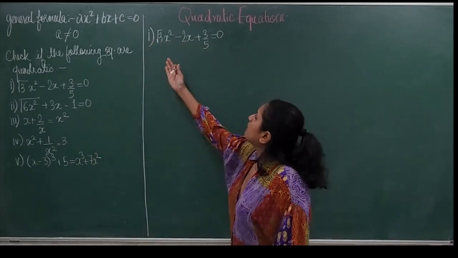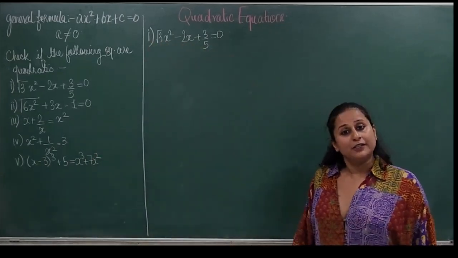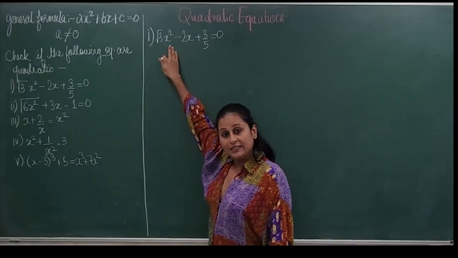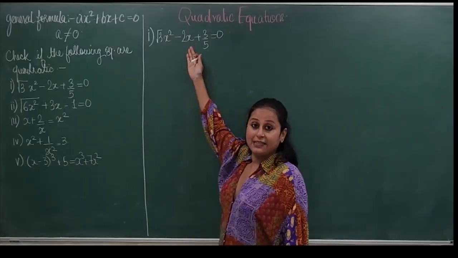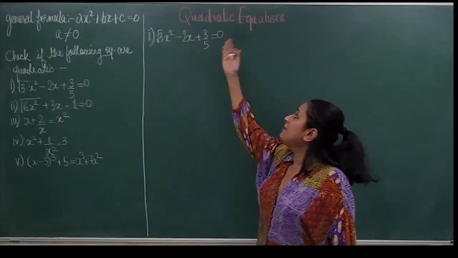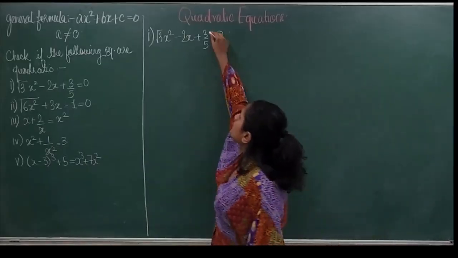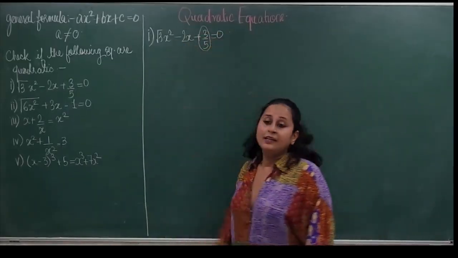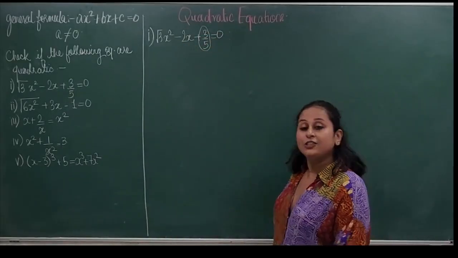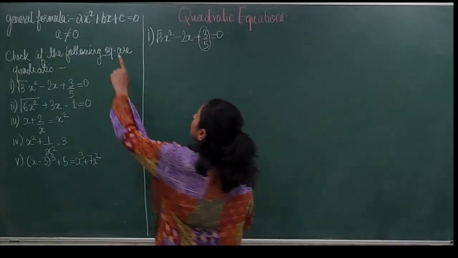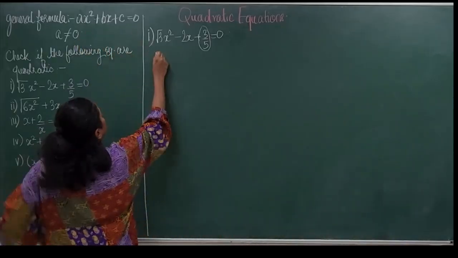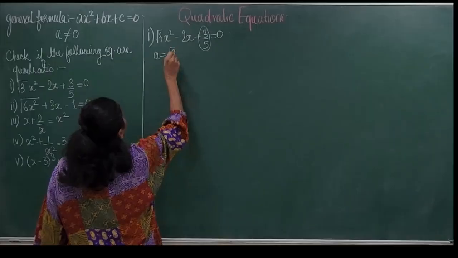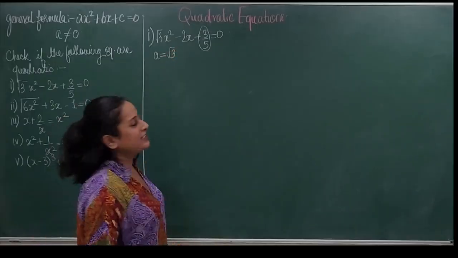Let's look over here. Do we have it in a proper order of the terms? Yes, the highest power is here. The lower power of x, that is x to the power 1, is in the middle term, and the constant 3 upon 5 is written in the end. So it is in our general form. Let us compare. Is a equal to 0? What is a here? A is equal to root 3. Is it equal to 0? No. So our condition is satisfied.